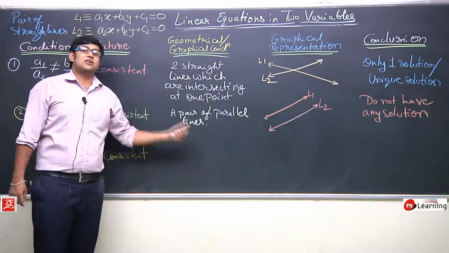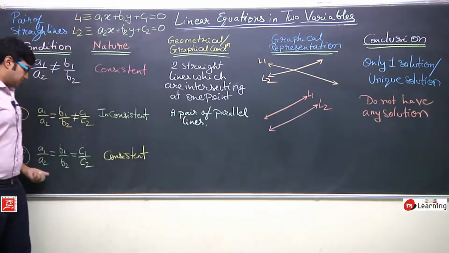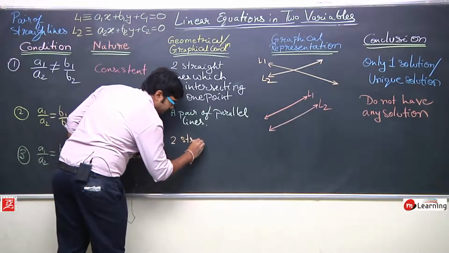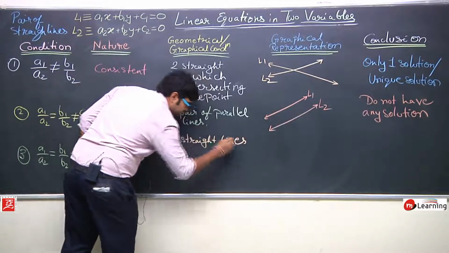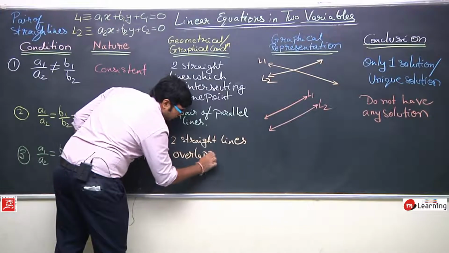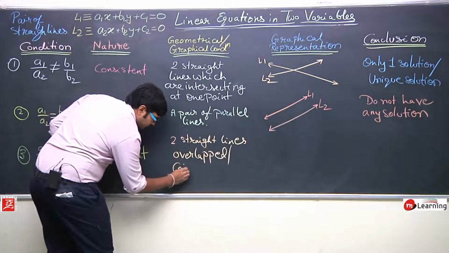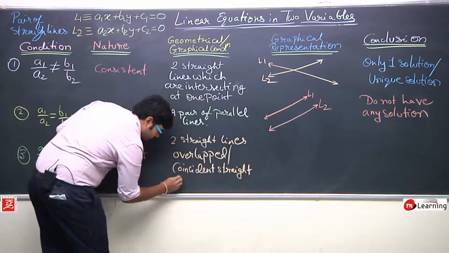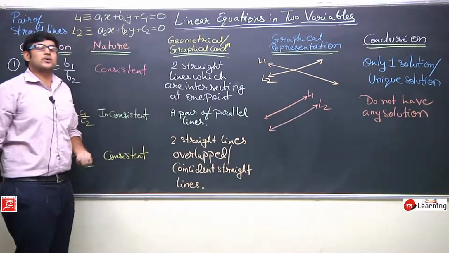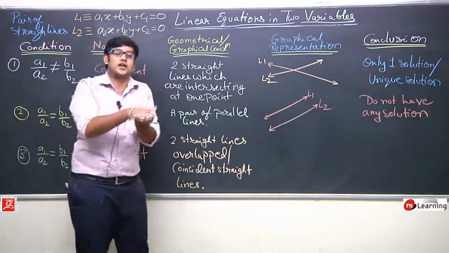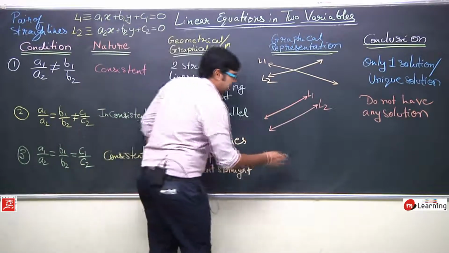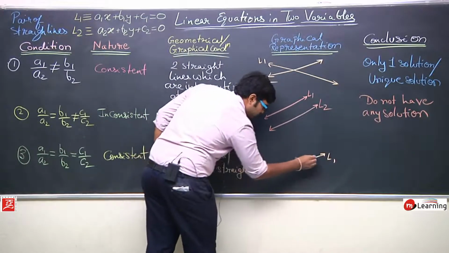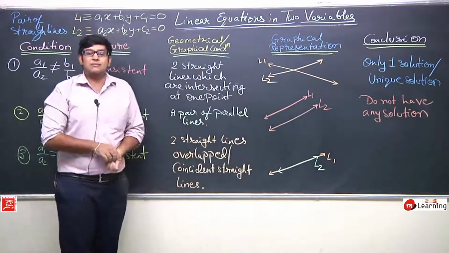Now what will it represent graphically or geometrically? The graphical representation of this kind of condition will be two straight lines overlapped, or coincident straight lines. We call them coincident straight lines, meaning two straight lines which lie exactly on top of each other. Now graphically it will look something like this. This will be, let us say, L1, and this will be, let us say, L2. So L1 and L2 will be overlapping, lying on top of each other.